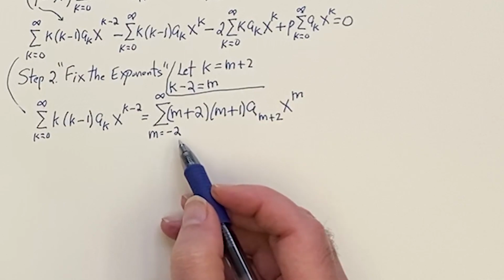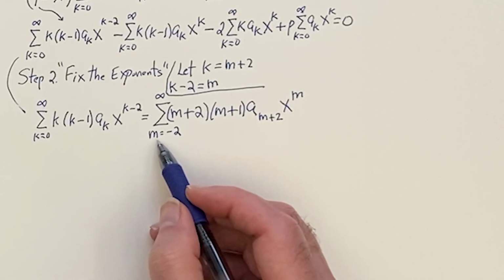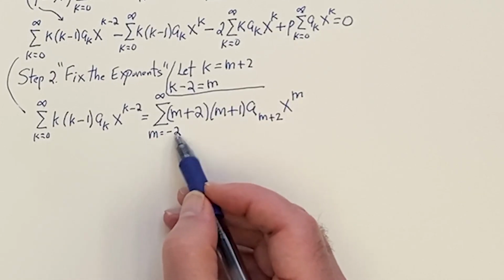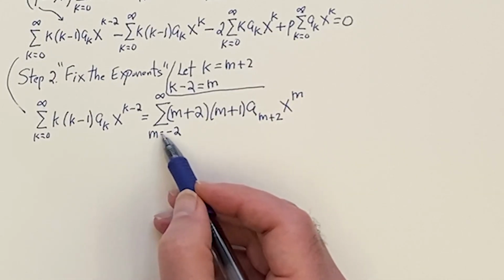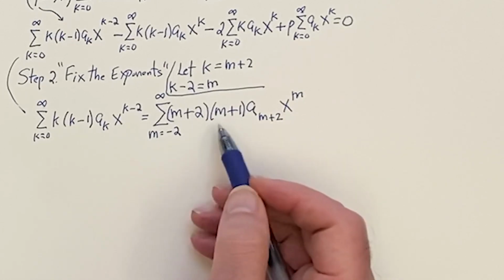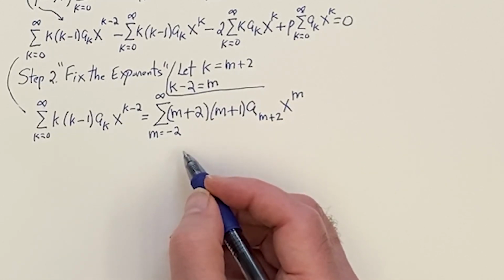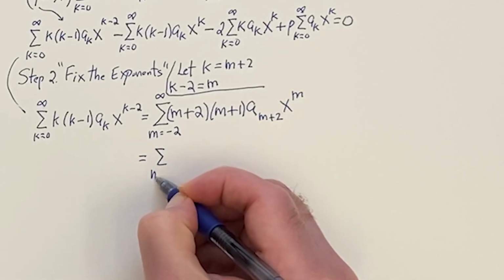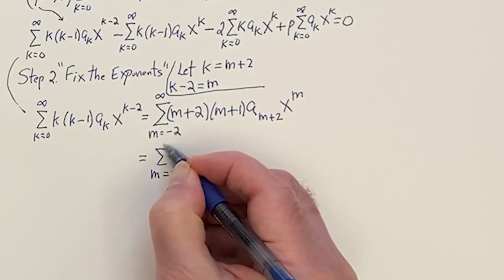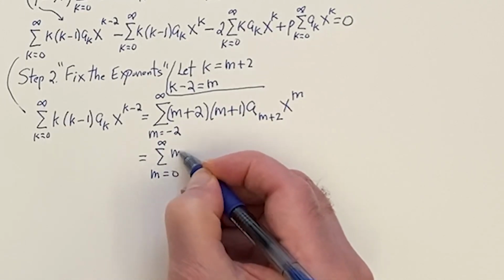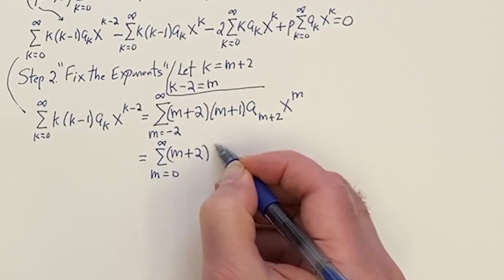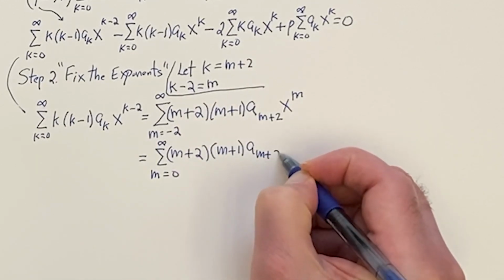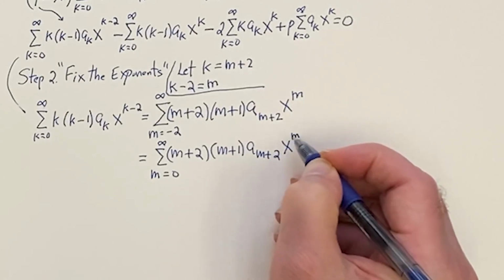Now the question is, can I start with m is equal to 0? I like to start with 0. Well, yeah, because see, if m is equal to minus 2, you get 0 here. If m is equal to minus 1, you get 0 here. So we can start with 0. So we can replace this with m starting at 0, going to infinity, and then have m plus 2, m plus 1, a sub m plus 2, x to the m.